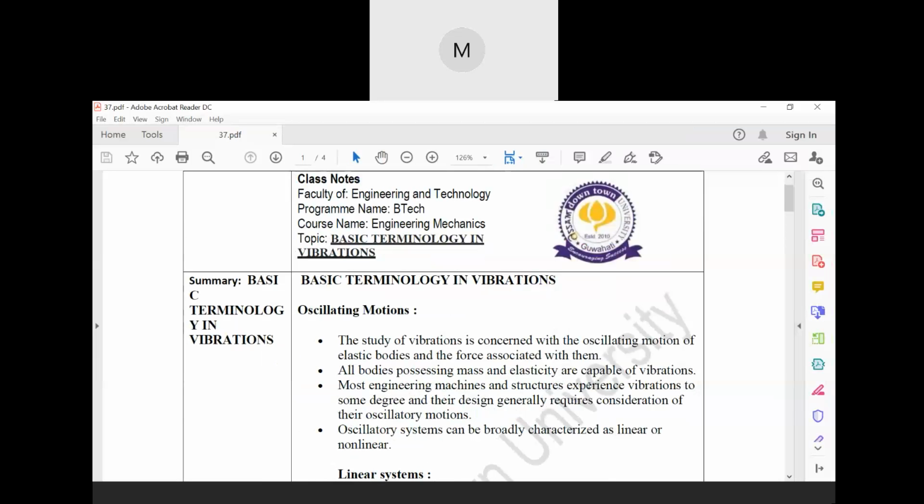Okay. So in the video, what we discussed was the basic terminology associated with vibration. If you see here, certain basic terminology is used in vibrations. Number one is oscillating motion. The study of vibrations is concerned with the oscillating motion of elastic bodies and the forces associated with them.